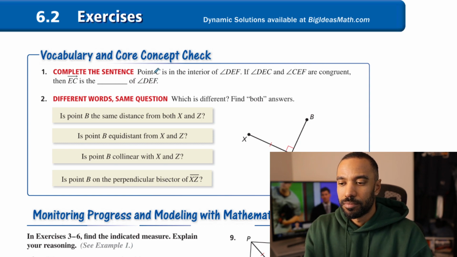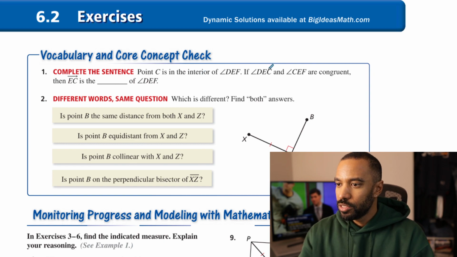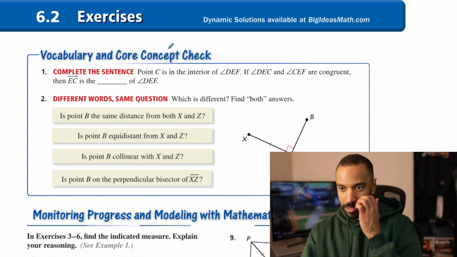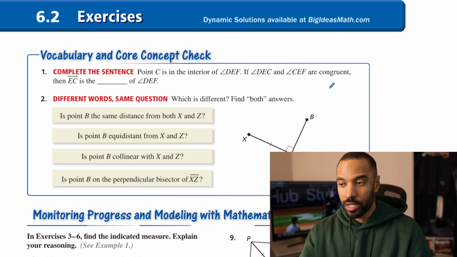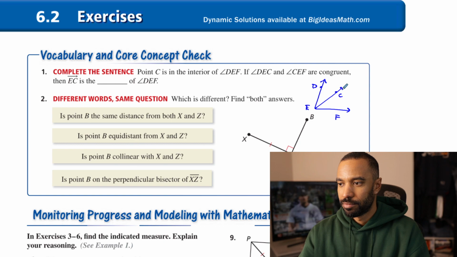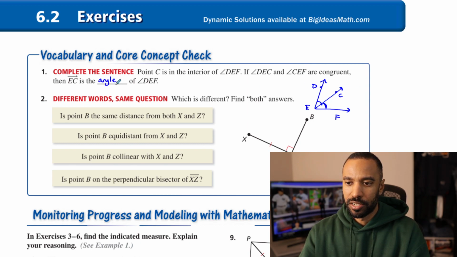Complete the sentence. Point C is in the interior of angle DEF. If angle DEC and angle CEF are congruent, then ray EC is the blank of angle DEF. Without them trying to trick you, we could draw it out as well. Here is, say, angle DEF, and point C is in the interior, like here. If these angles are congruent, angle DEC and angle CEF, then ray EC is known as the angle bisector of that.